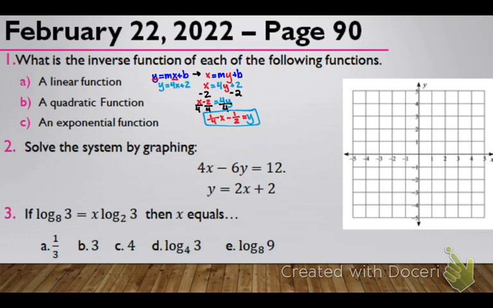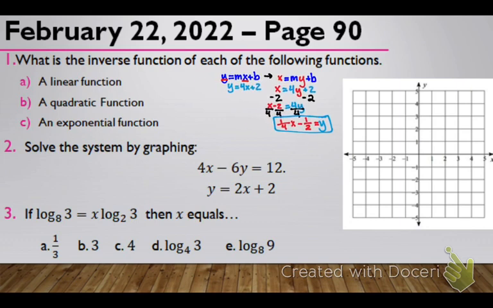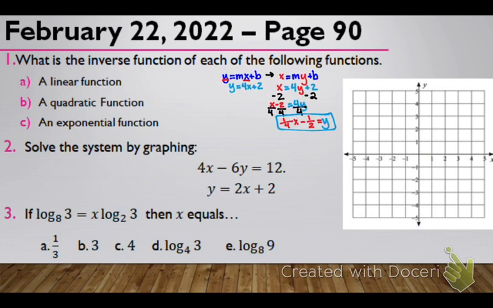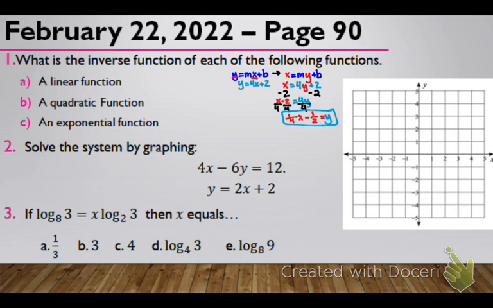So when we did our inverse of a linear function, I'm going to move all my work off to the side to make it smaller. The inverse of a linear function is still a linear function. I switched x and y, I solved for y, and I still just had a linear function.